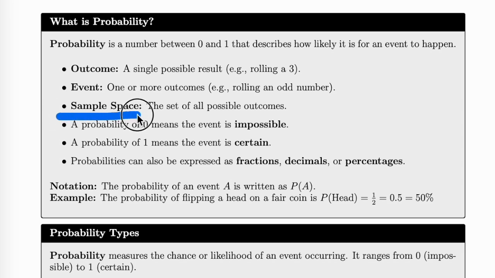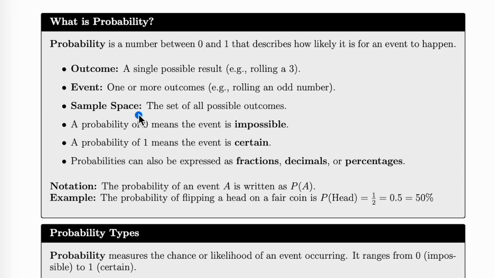And a sample space is when we list the set of all possible outcomes. So, for example, if we stick with the idea of rolling a die, and I said, please tell me what the sample space is, you would list 1, comma 2, comma 3, comma 4, comma 5, comma 6, because that is the set of all the possible outcomes when you roll a single die.